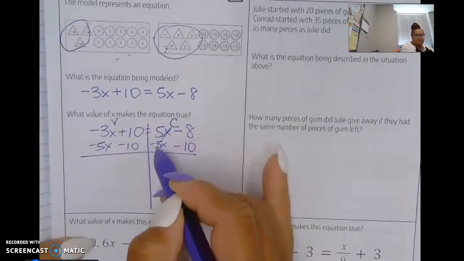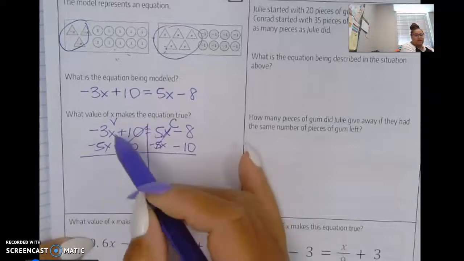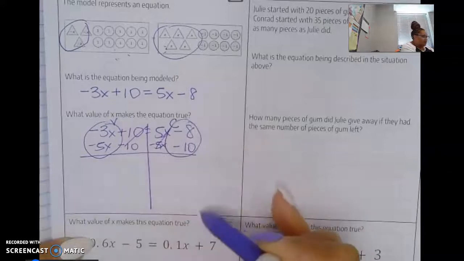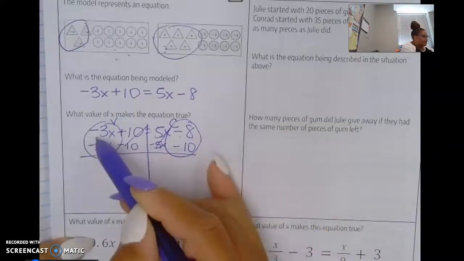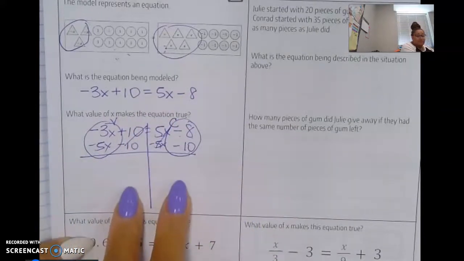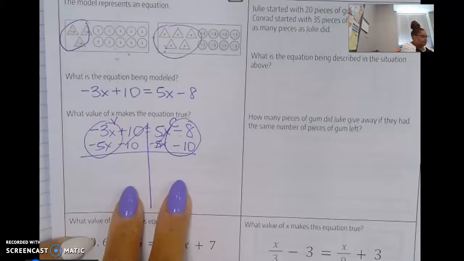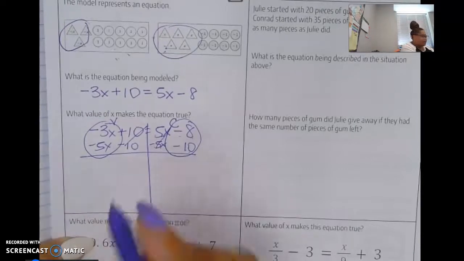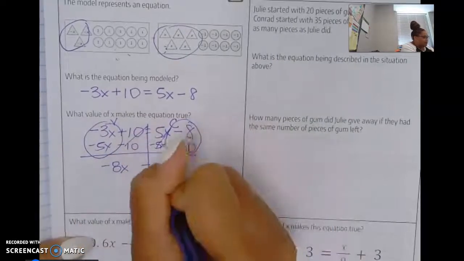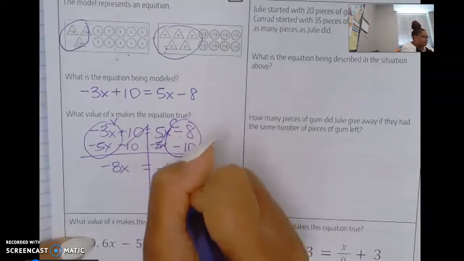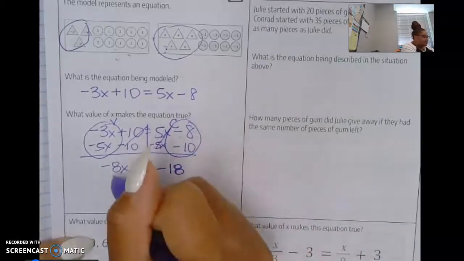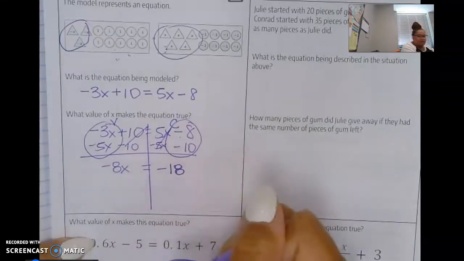These 5x's will cancel out. These 10s will cancel out. I will be left with something over here and something over here. This is negative 8 minus 10. This is negative 3x minus 5x. Combine the like terms, bring them down, and then solve. Do I need to go over that? I believe so. So this is negative 8x equals negative 18. You have to do the last step. This is multiplication. This basically means negative 8 times some number equals negative 18.